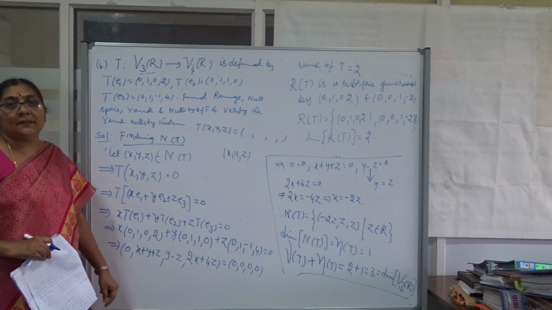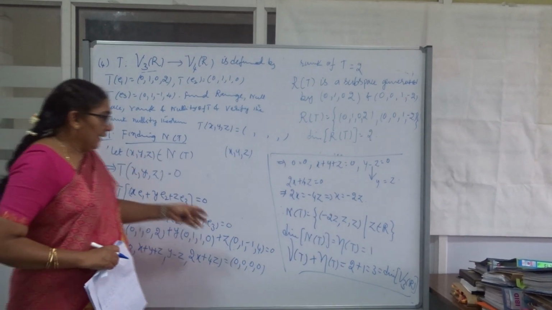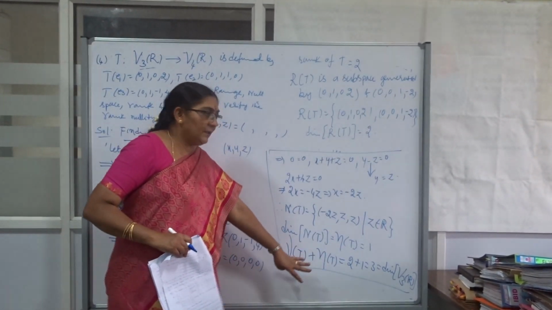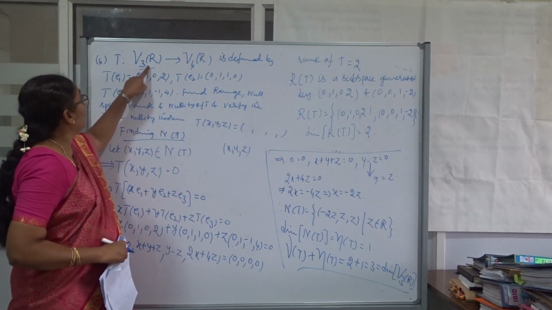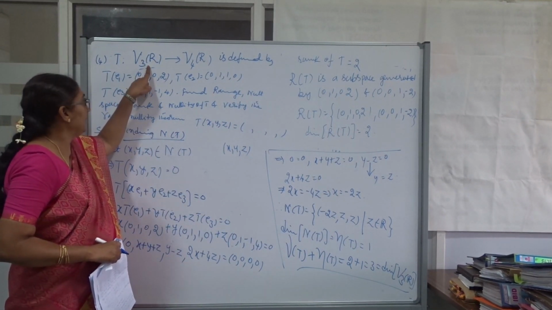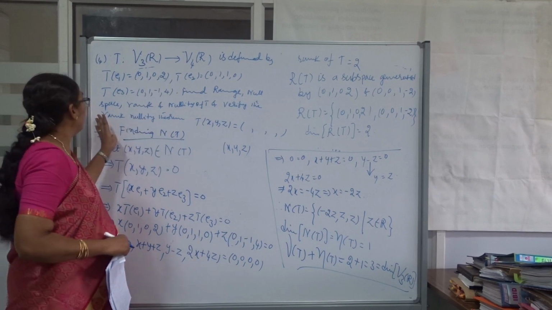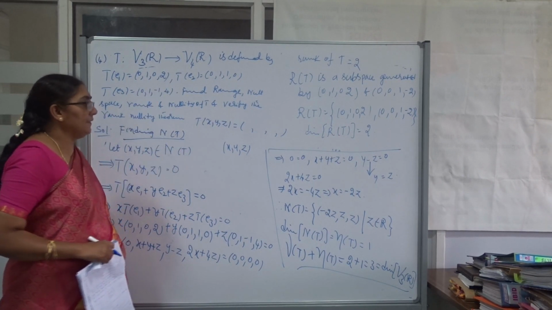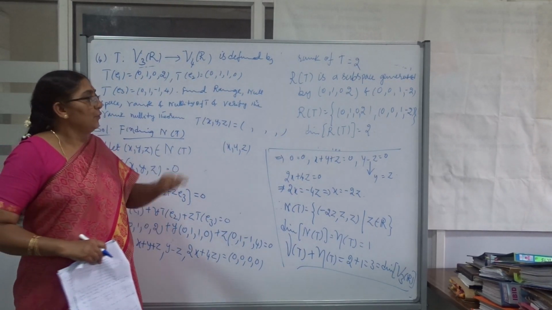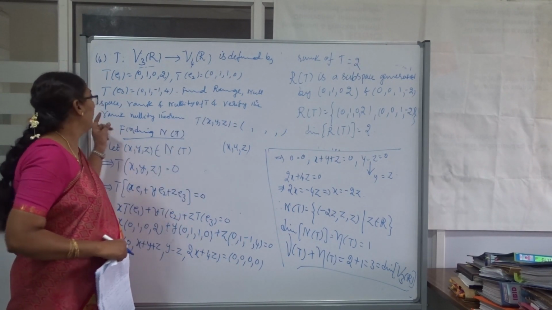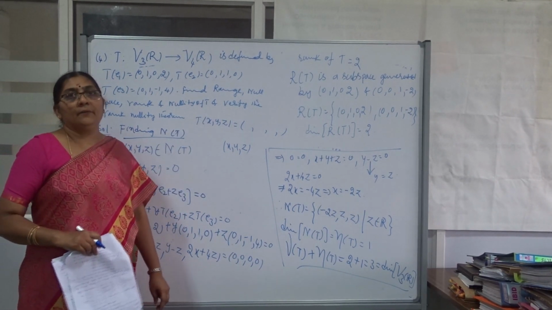Suppose rank of T plus nullity of T is not equal to the dimension of the domain, which is V3 of R. Then we say the rank nullity theorem is not satisfied. If it's not satisfied, you may have made a mistake somewhere in finding the rank and nullity. You check it and do it again.